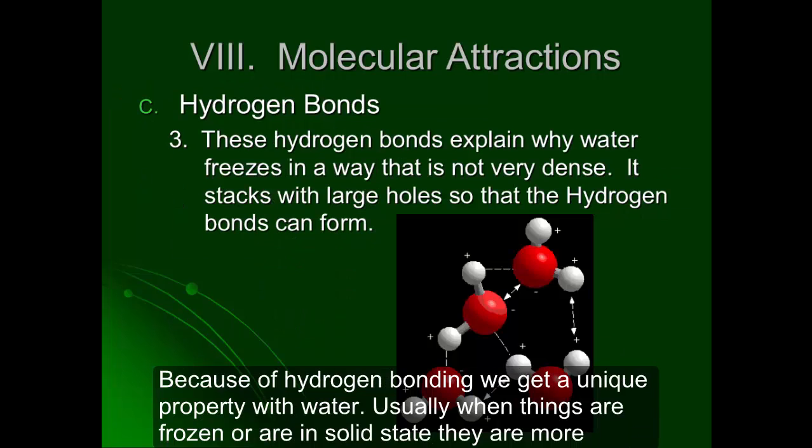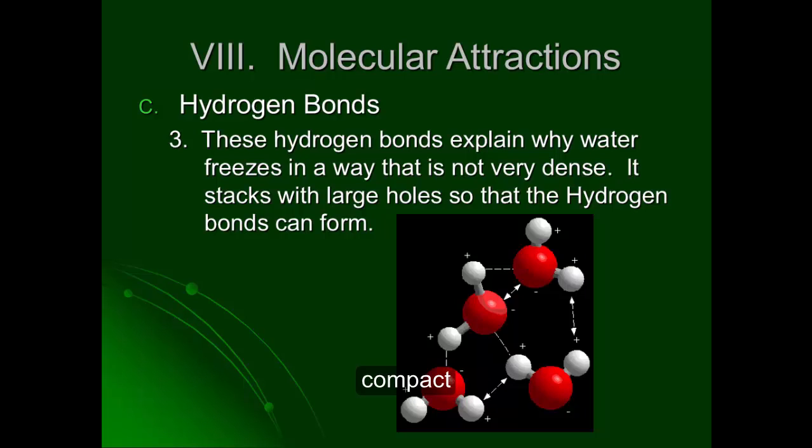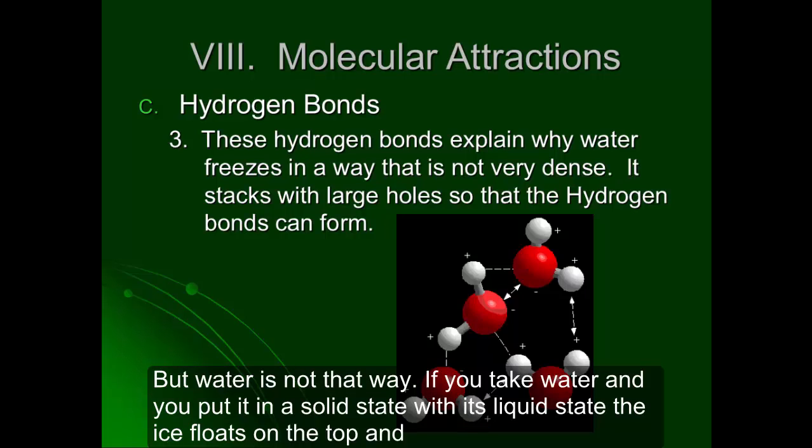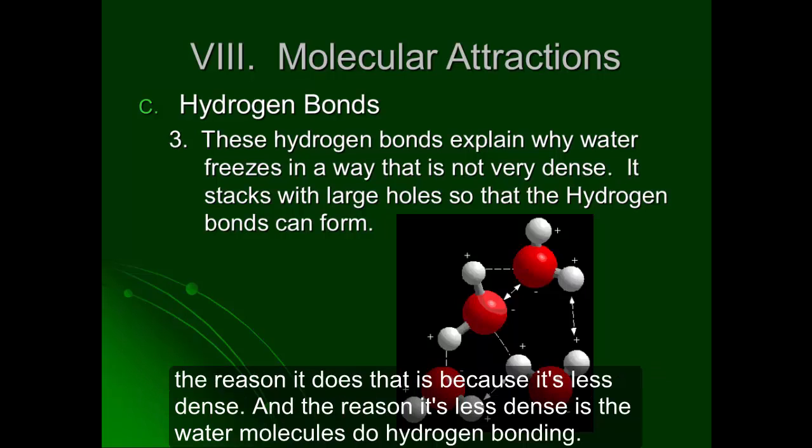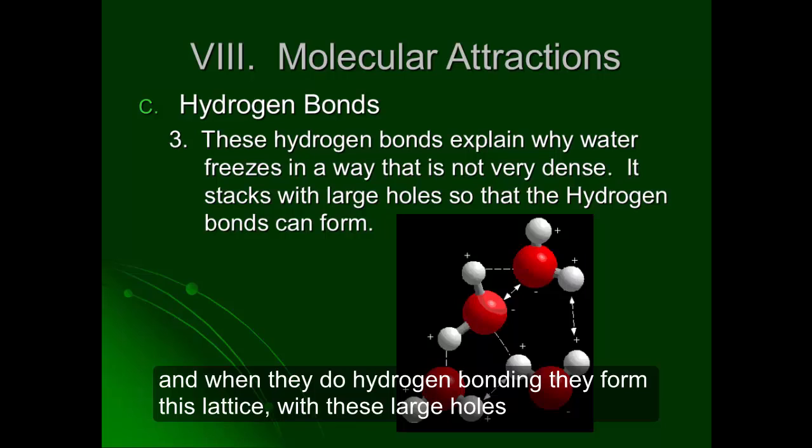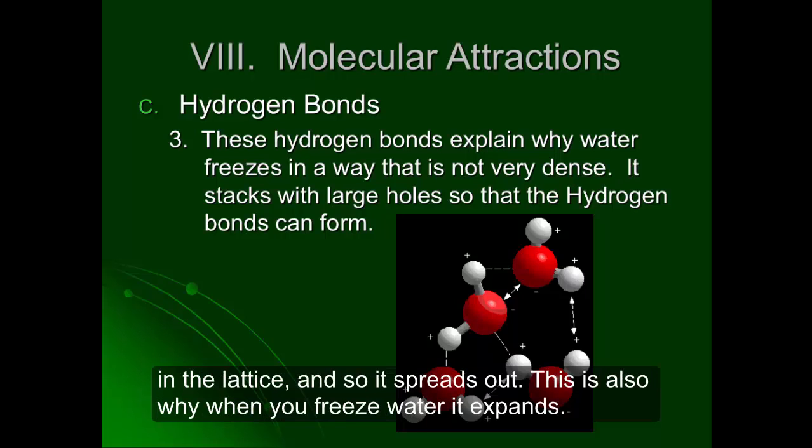Because of hydrogen bonding, we get a unique property with water. Usually when things are frozen or in the solid state, they are more compact. But water is not that way. If you take water in its solid state and put it with its liquid state, the ice floats on the top. And the reason it does that is because it's less dense. And the reason it's less dense is the water molecules do hydrogen bonding. And when they do hydrogen bonding, they form this lattice with these large holes in the lattice, and so it spreads out. That's also why when you freeze water, it expands.